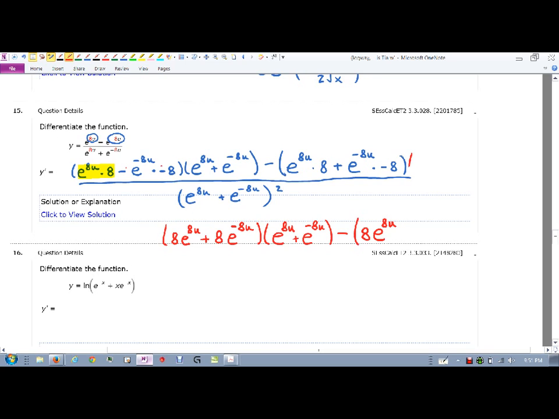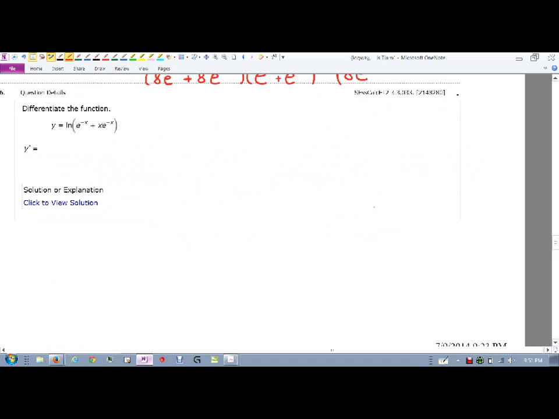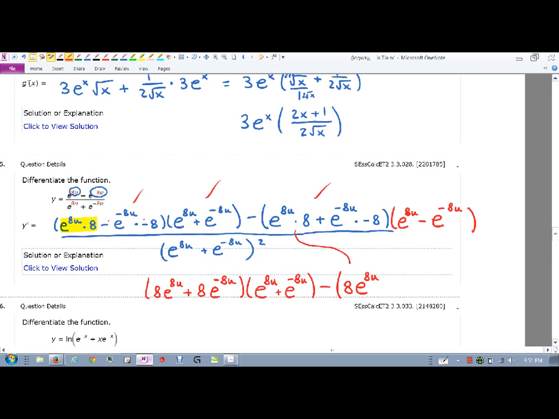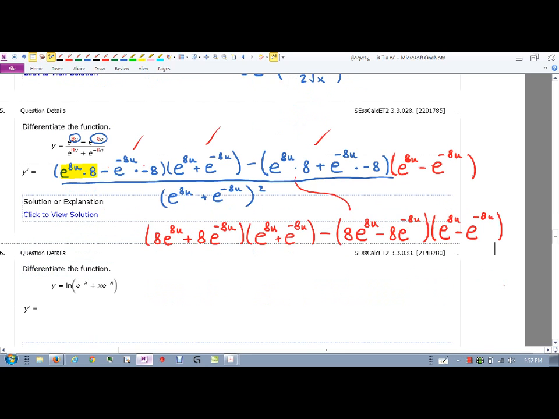Oh, I forgot my quotient rule. I'm sorry, I left that off. I did derivative of the top times the bottom minus derivative of the bottom, and I forgot times the top. That would have been a problem. Minus e to the negative 8u. So I just did this as here. That's where I am right there. So this is this. And now this part right here, I have minus 8e to the negative 8u, and then e to the 8u minus e to the negative 8u, and then all over the bottom squared.